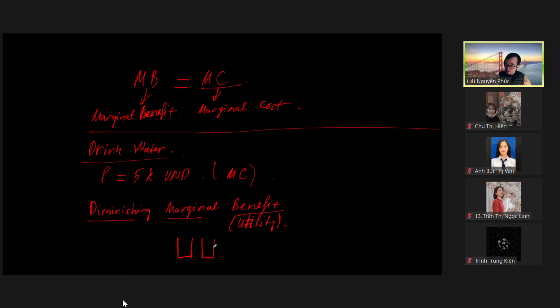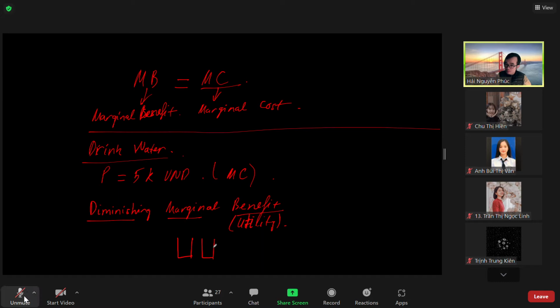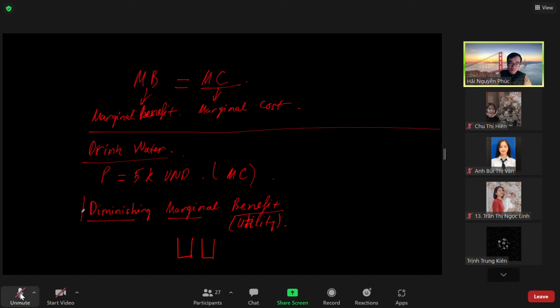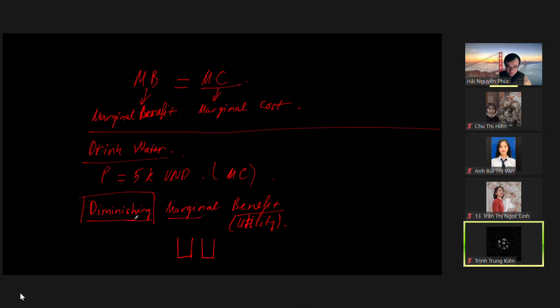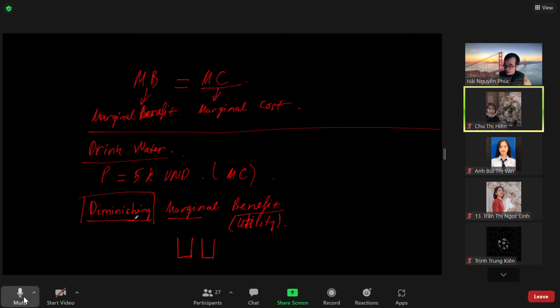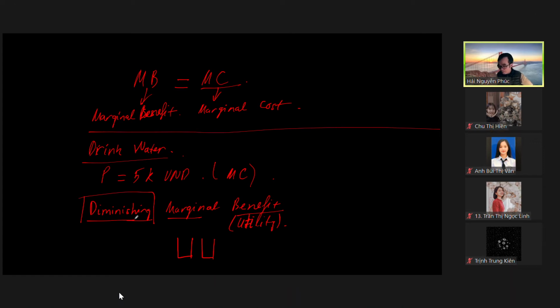Do you understand? Do you understand what diminishing means in Vietnamese? Đúng rồi, giảm dần. Diminishing marginal benefit là lợi ích cận biên giảm dần. Okay.